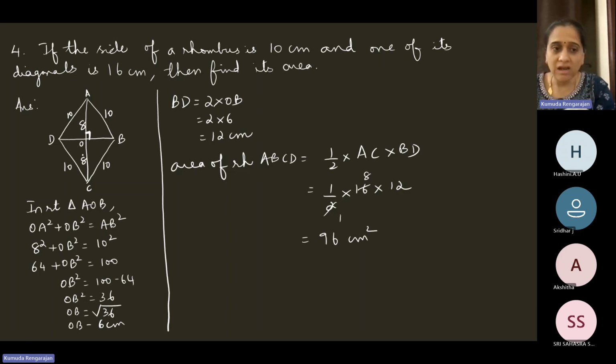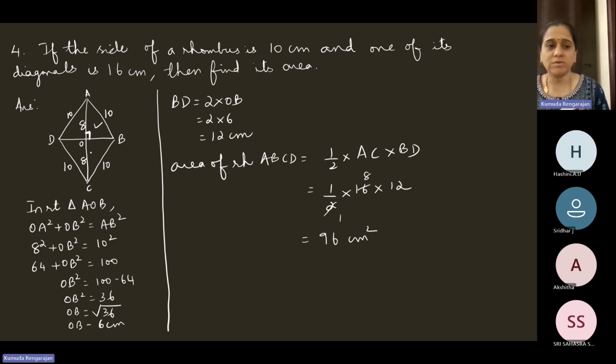Now take this: here there are 4 right triangles. AOB is a right triangle. BOC, COD, AOD, all these are right triangles. You take any one of the 4 right triangles. All are identical right triangles. If you look at all of them, it will be 8, 10 only. So I've taken this right triangle. So in right triangle AOB.